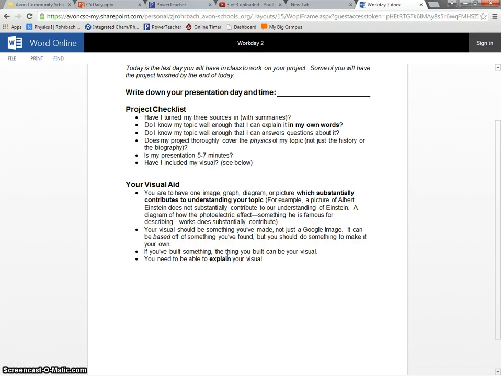If you built something, like if you're building a radio or something, that counts. And make sure that you can explain your visual. If you want to take a look, I've got a few things in the back. I think I've shown them to you before, but in the glass case in the back, there's a nuclear power plant. That's obviously a step up, a really, really good visual, but that might give you an idea of something I'm looking for.